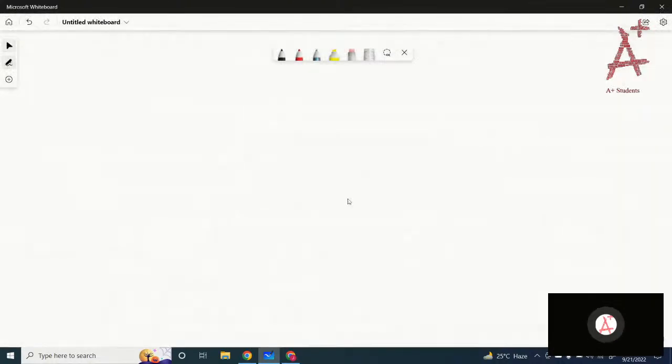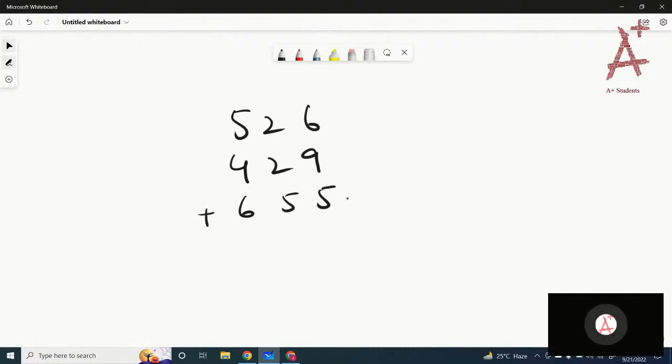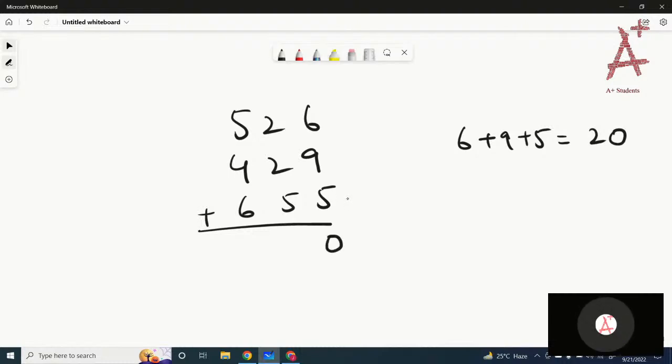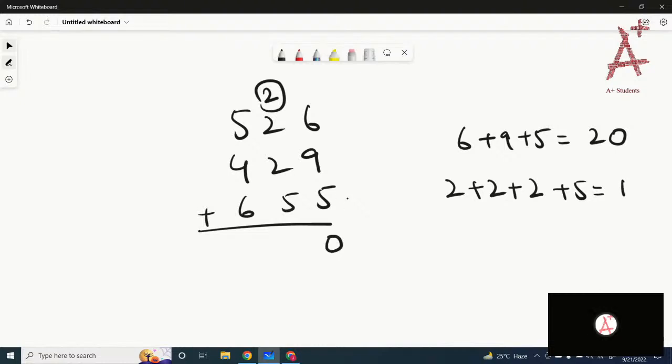We have to add the numbers, and it is 526, 429 and 655. So just add the numbers that are at the ones position. 6 plus 9 plus 5. 9 plus 6 makes 15 and 15 plus 5 makes 20. Write the ones digit over here. 0 is at the ones place and 2 is at the tens place. Then add the numbers that are at the tens position and also add the carry. 5, 6, 7, 8, 9, 10, 11. Write the ones digit over here and carry the tens.